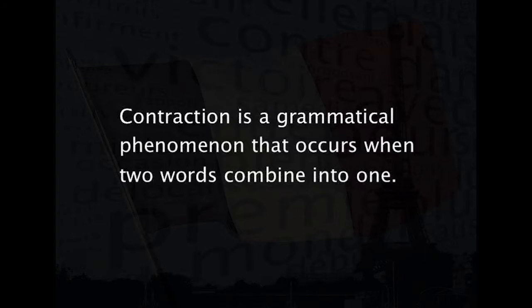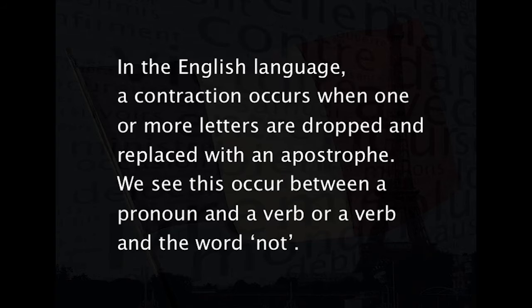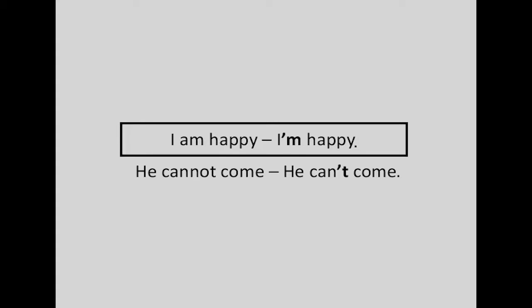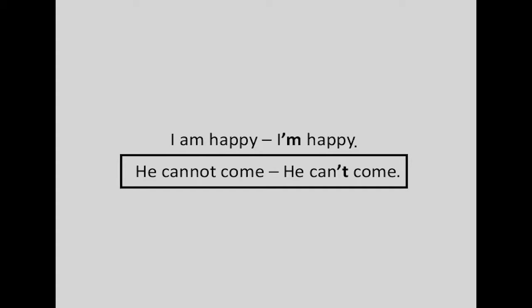Contraction is a grammatical phenomenon that occurs when 2 words combine into one. In the English language, a contraction occurs when 1 or more letters are dropped and replaced with an apostrophe. We see this occur between a pronoun and a verb, or a verb and the word not. For example, I am happy becomes I'm happy, while he cannot come becomes he can't come.